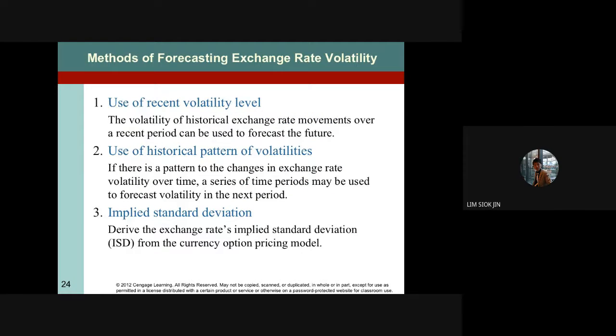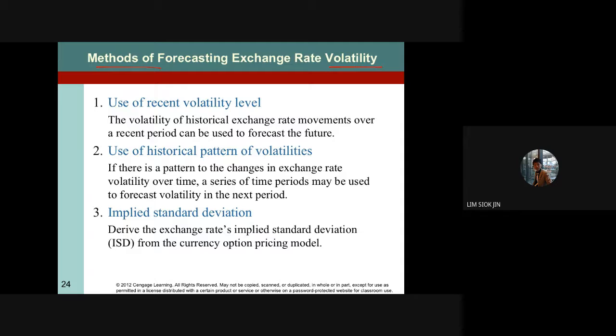All right. So the use of recent volatility level can be incorporated into forecasting exchange rate volatility. Previously we forecast S, the rate. We want to forecast the rate. Like today is 4 ringgit to 1 US dollar. Next month will be 4 ringgit and 10 cent to 1 US dollar. 2 months later is 4 ringgit and 30 cent. That is the rate. But now we want to go a step further. We want to forecast the volatility.